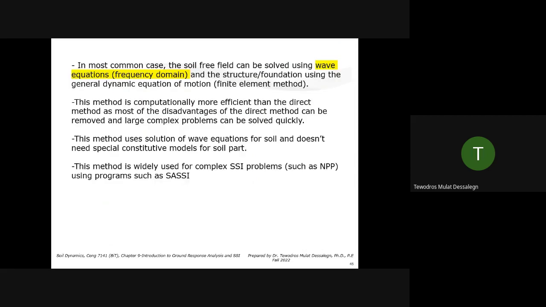In the most common case, the soil free field can be solved using wave equations. That's done in the frequency domain. And the structure and foundation are solved using the general dynamic equation of motion. That's the finite element method.